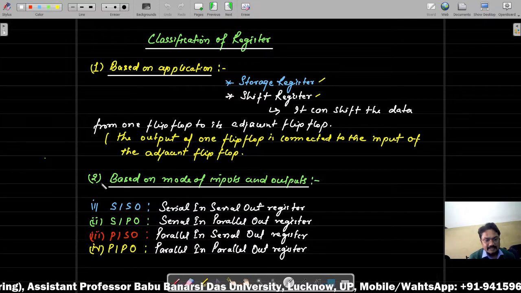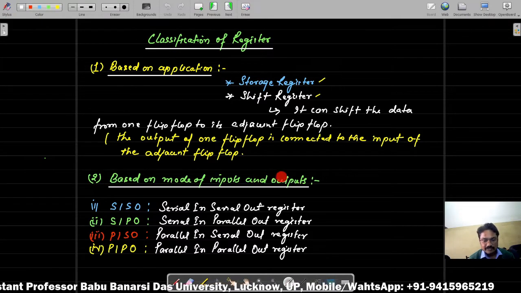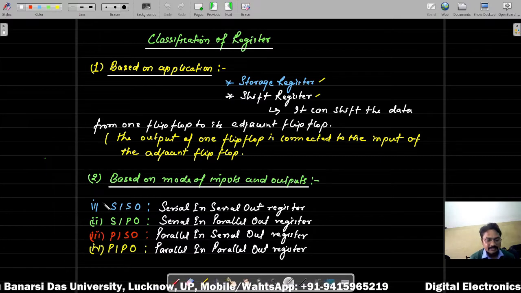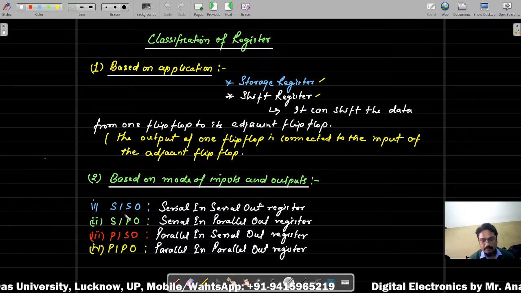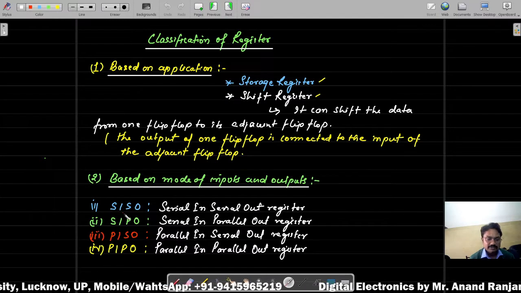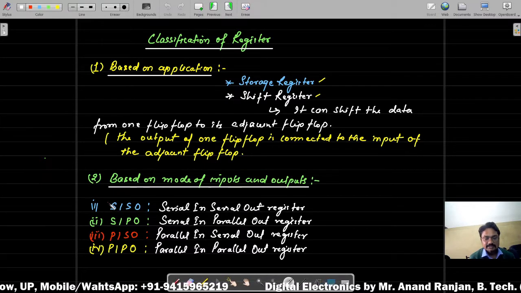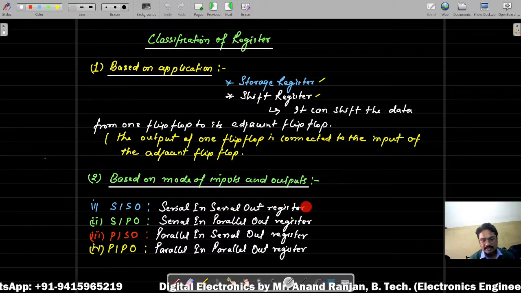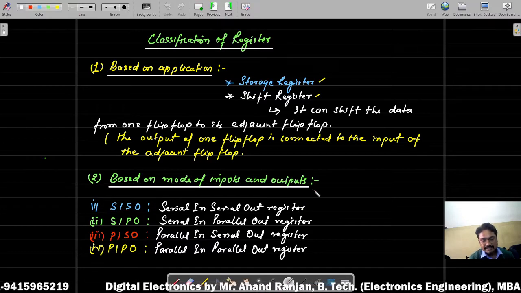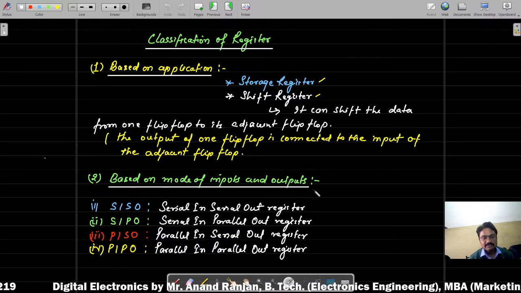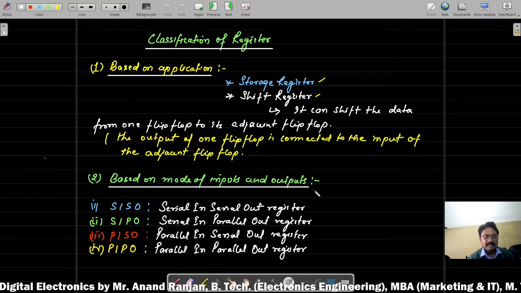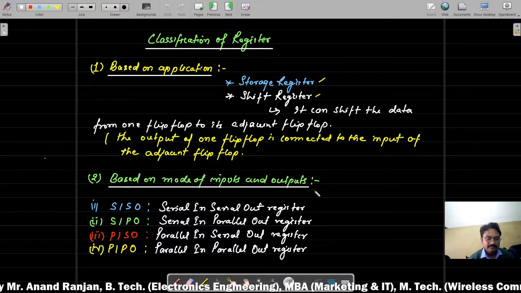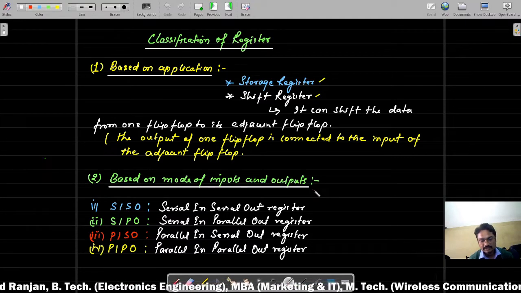The second classification is based on the mode of input and output, and in our syllabus we will discuss this classification in a little bit of detail. The first is SISO, which stands for serial in serial out register. Of course, the data input to this kind of register will come in serial fashion, and the output extracted from this kind of register will also come one by one in serial fashion.